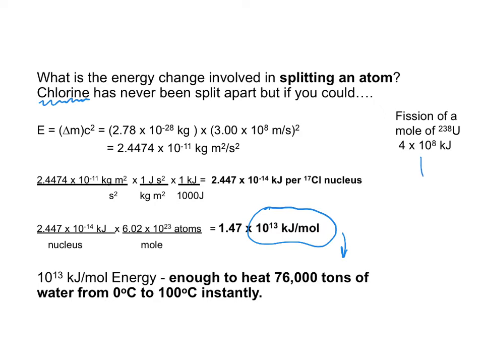And when someone does fission of 1 mole of uranium-238, what they get is 4 times 10 to the 8th kilojoules. Oh, I think that should be uranium-235. But let's just call it uranium, okay? It's the end of the term.